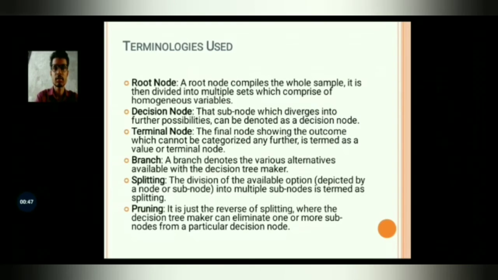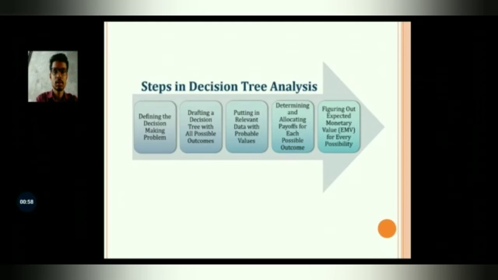And fifth is splitting. The division of the available option into multiple subnodes is termed as splitting. And sixth one is pruning. It is just the reverse of splitting, where the decision tree maker can eliminate one or more subnodes from a particular decision node. And these are the steps in decision tree analysis. First is defining the decision-making problem. Second is drafting a decision tree with all possible outcomes. Third is putting in relevant data with probability values. Fourth is determining and allocating payoff for each possible outcome. Fifth one is figuring out expected monetary value for every possibility.